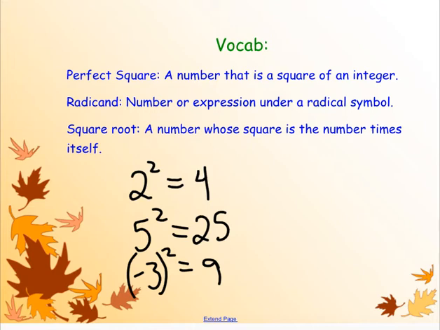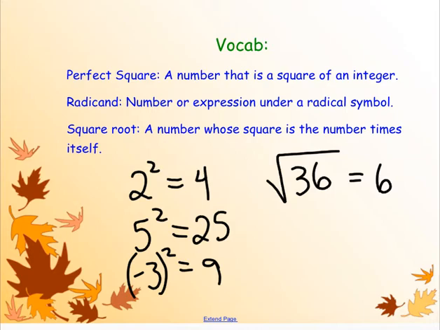Our radicand is the number or expression under a radical symbol. So if we have the square root of 36, well, that means that 36, that number, is the radicand. Square root, a number whose square is a number times itself. Basically what we are saying is, we all know that the square root of 36 is 6. Well, that's because 6 times 6 equals 36, a number times itself.